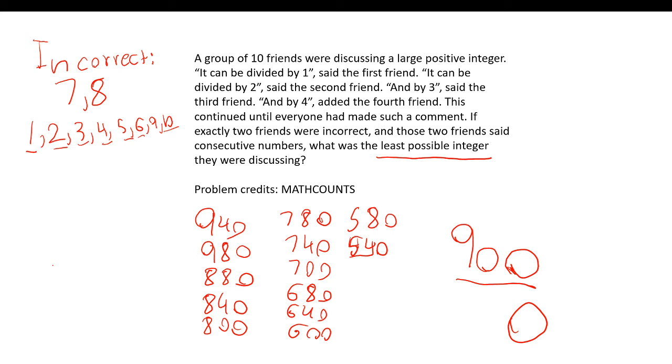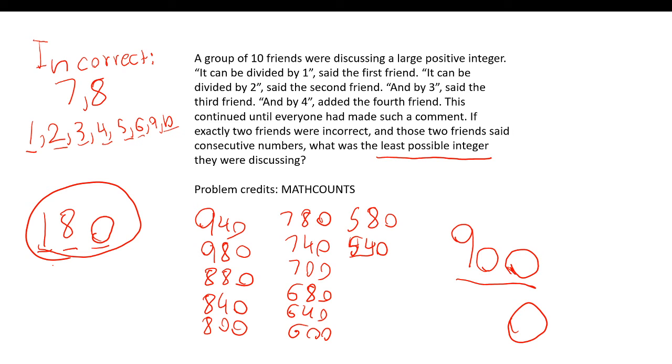Now, how are we going to obtain the least possible integer? Well, we're going to want the hundreds digit to start with a 1. This has to end with a 0. Now, how can we build this so that it's divisible by 9 and by 3? Well, 1 plus 8 is 9, so we can put in a 180. And 180 is the least possible integer they were discussing. It's divisible by all of these numbers.